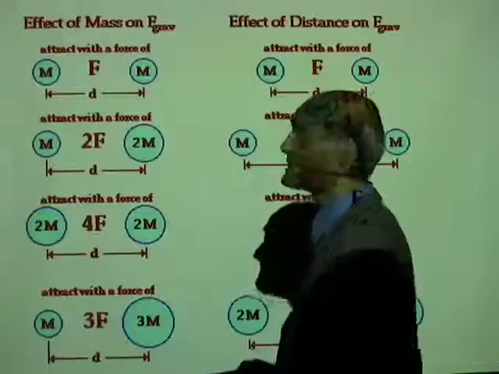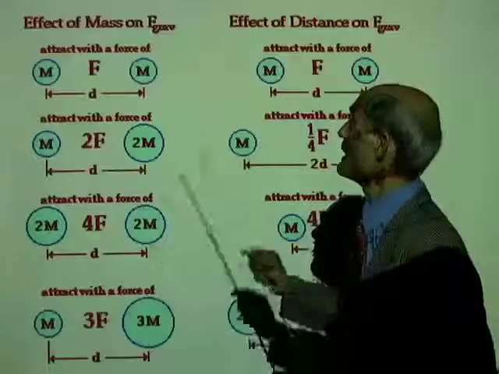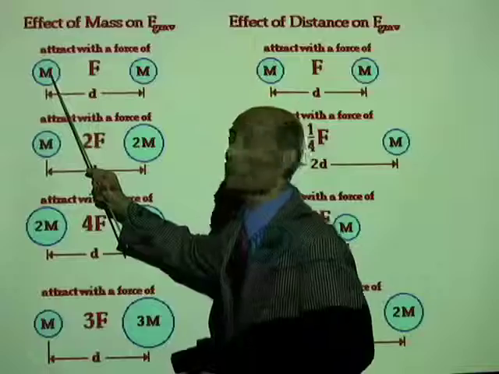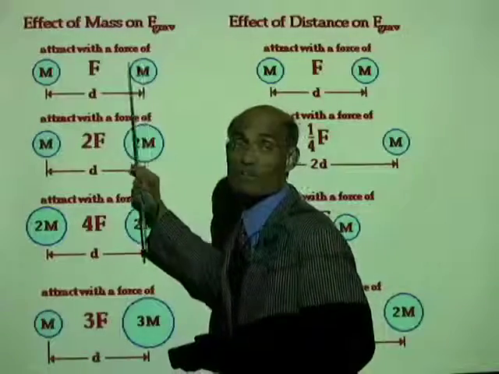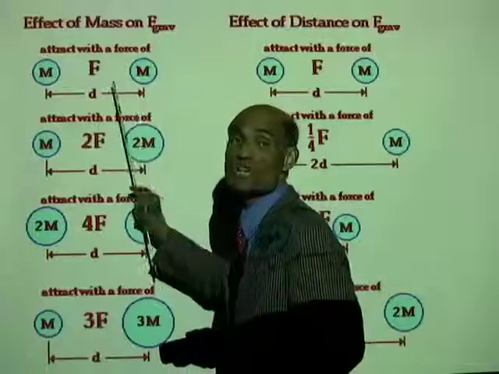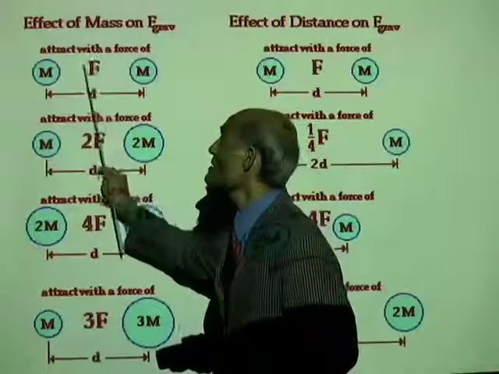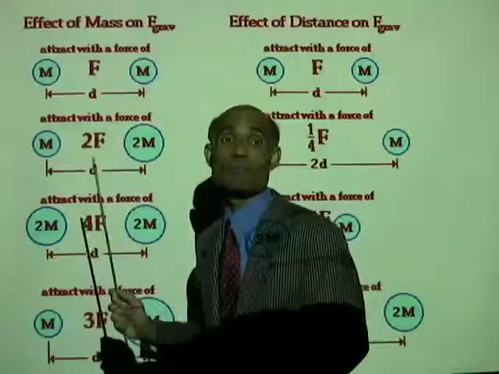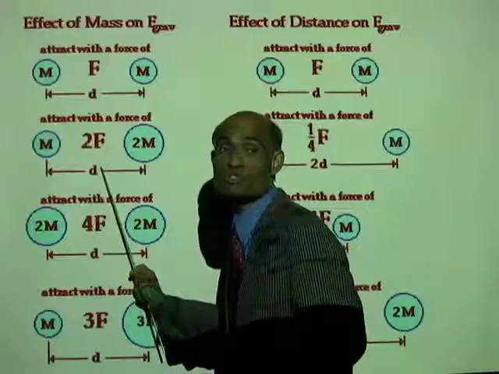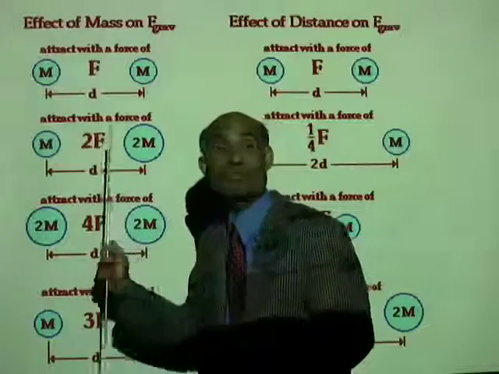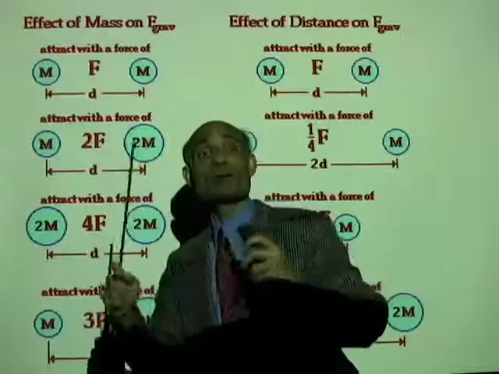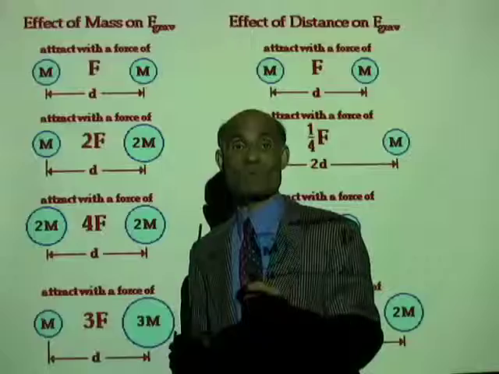Alright, I have given you some scenarios here. Now I want you to watch this. Very important concept. You have a mass m, another mass m, two equal masses separated by a distance d, and the force between them is F. If you double one of the masses, keeping the distance the same, the force will double. Is that right? Because F equals G m1 m2 over r squared.